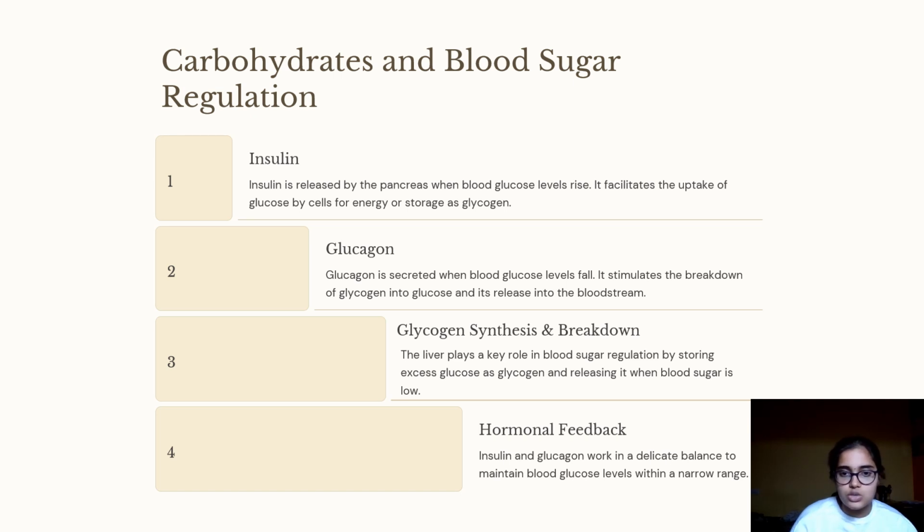Third is glycogen synthesis and breakdown. The liver plays a key role in blood sugar regulation by storing excess glucose as glycogen and releasing it when blood sugar level is low. Fourth is hormonal feedback. Insulin and glucagon work in a delicate balance to maintain blood glucose levels within the narrow range.